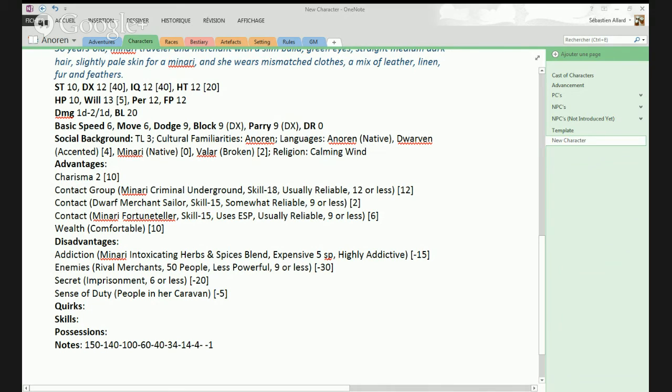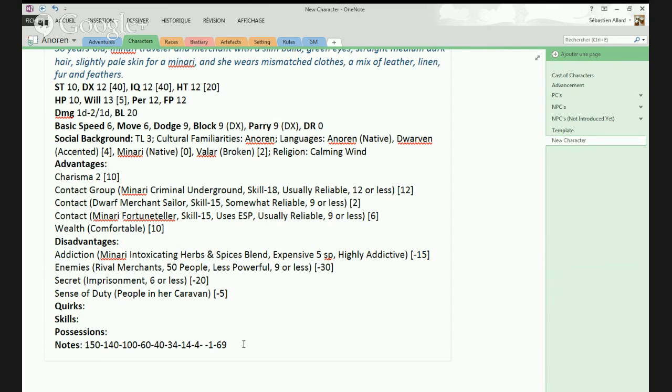So I'm gonna do a big total here. 20, 20, that's 40, that's 70. 70 minus 1, that's 69 points. So that gives me plenty of space for skills and other things. Quirks is a fun one, and I'm gonna do it last.